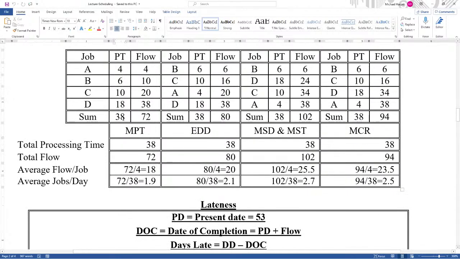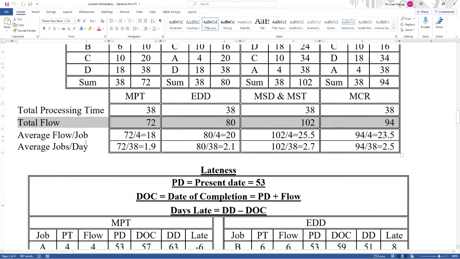We can bring this 38 down, the total processing time, and there they are. Bring down the flow. There's a total flow for every schedule, and there they are. Now I can take the total flow here and divide by the number of jobs. And that's the average flow per job. I can take the flow and divide by the total processing time, or the makespan, 38. And that's the average jobs per day.